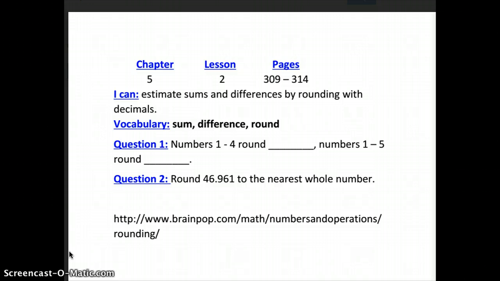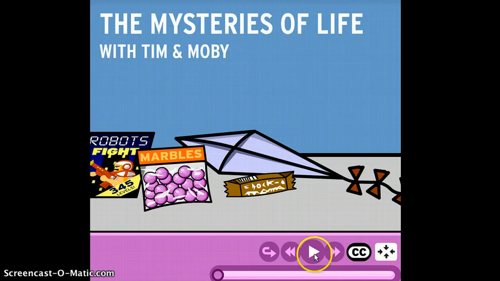Question 1, numbers 1 through 4, round blank. Numbers 1 through 5, round blank. Question 2, round 46 and 961 thousandths to the nearest whole number. Okay, let's watch this Brain Pop on rounding.